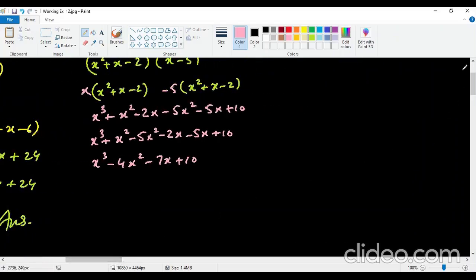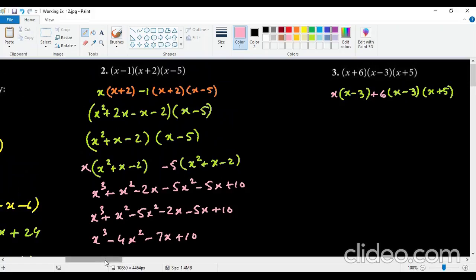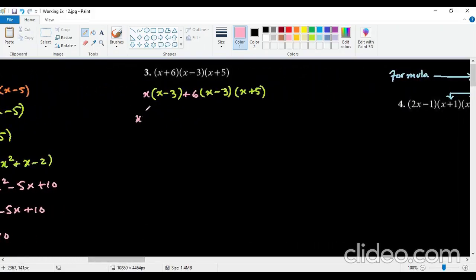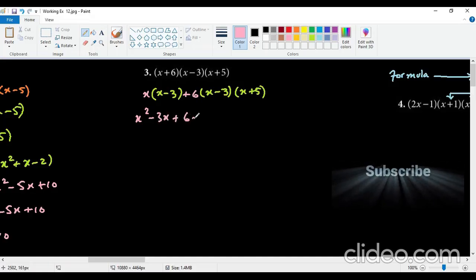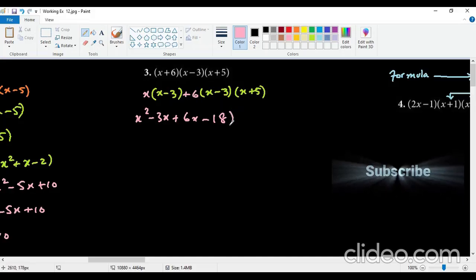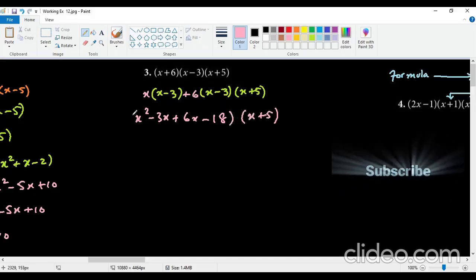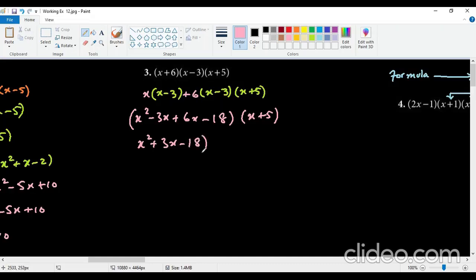Moving on to the next one. Again, the same procedure. It's going to be x square minus 3x plus 6x minus 18 is multiplied by x plus 5. Simplifying, x square plus 3x minus 18 in the first bracket and multiplied by x plus 5. So I will write x square plus 3x minus 18 two different times. First I will multiply it by x and second by plus 5.